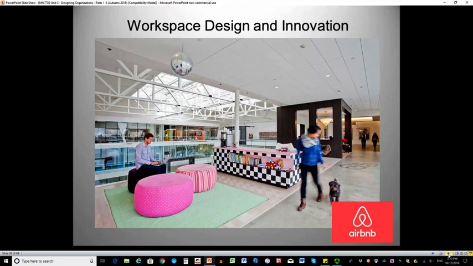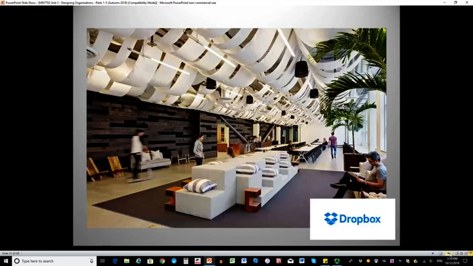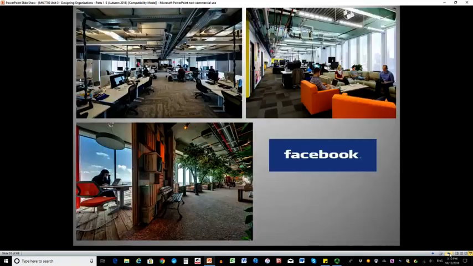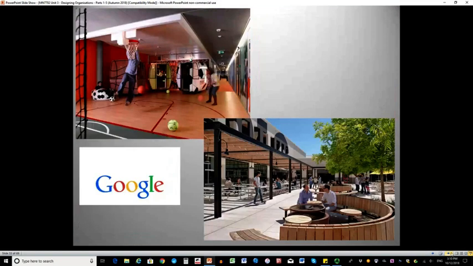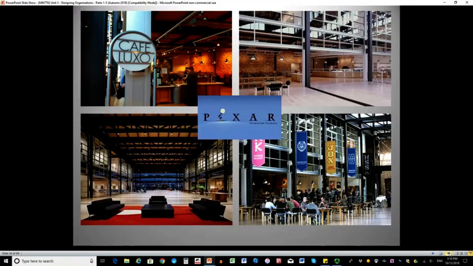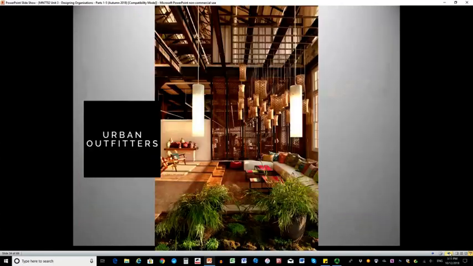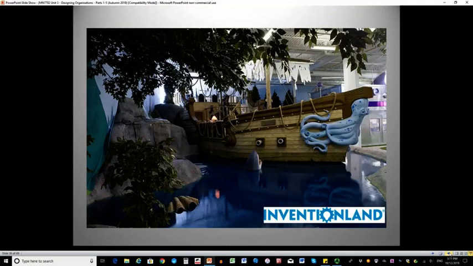So for example, this is the office at Airbnb. This is the office at Dropbox. This is the office at Facebook. This is one of the offices at Google. Pixar, a very innovative organization. Urban Outfitters, another interesting looking workspace design, innovative company. This looks perhaps the most interesting. Invention Land, a company that is very innovative.